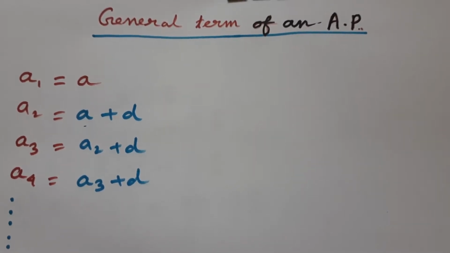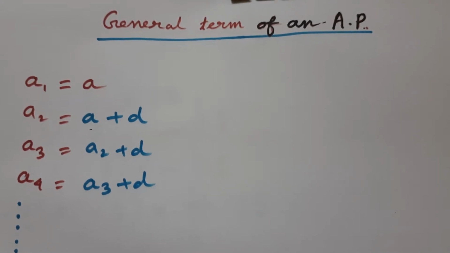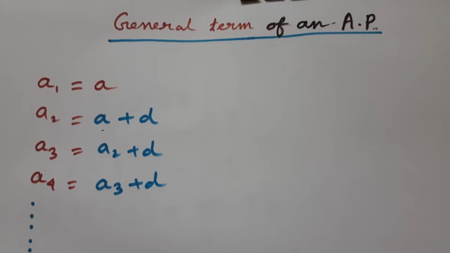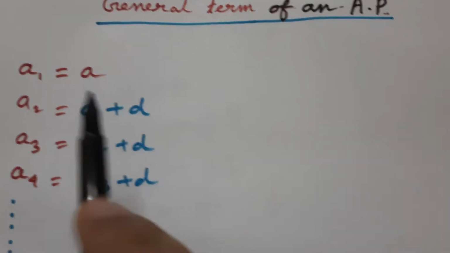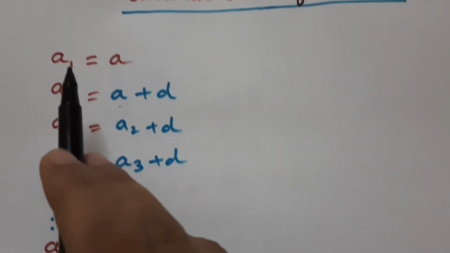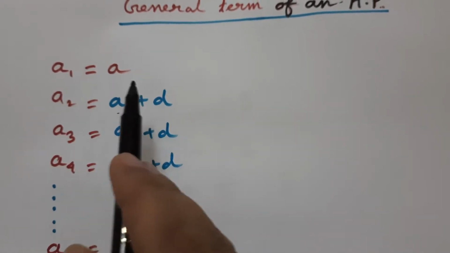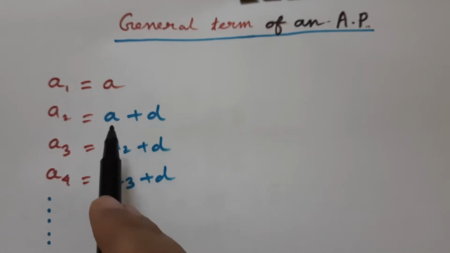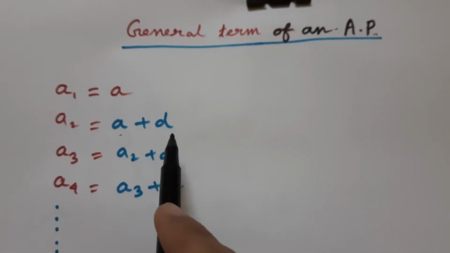Hello dear students, today we shall be learning the general term of an AP. Let A be the first term and D be the common difference. Then the first term of an AP is A1 equal to A. The second term is A2 equal to A plus D, that is, first term plus D, the common difference.